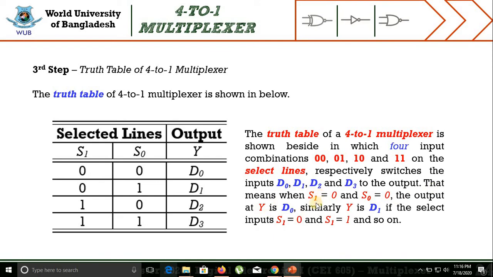That means when S1 is equal to 0 and S0 is equal to 0, then the output at Y is D0, as I already said. Similarly, in this way you may find the rest of the outputs. So let's move into the next step.